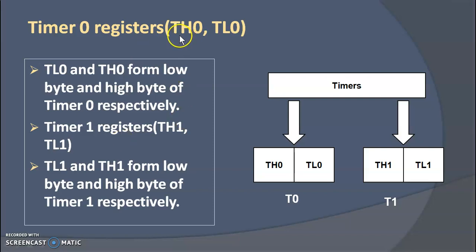Then the other registers in special function registers are TH0 and TL0. They form the lower byte and higher byte for timer 0. These two registers, TH0 and TL0, together are used for timer 0. Similarly, we have the registers for timer 1, which are given as TH1 and TL1. Here TH means higher byte of timer 0 and TL means lower byte of timer 0.